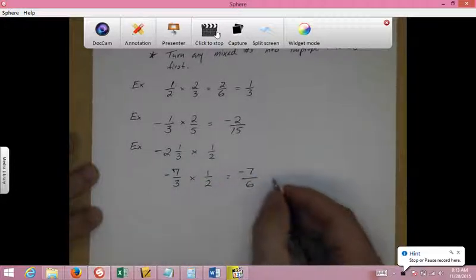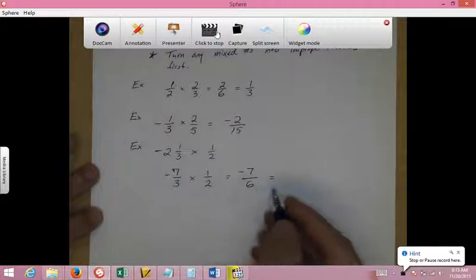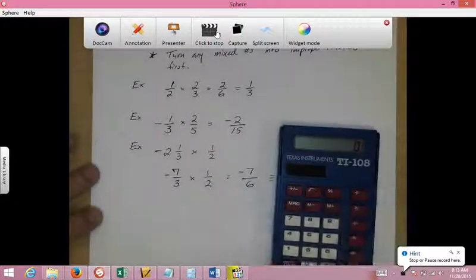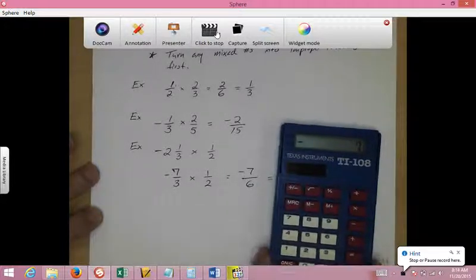The rules for negative: if the signs are different, the answer is negative. If the signs are the same, the answer is positive. You can review that if you want to, Multiplying Integers, Chapter 3. Okay. So, or use your calculator. 7 negative times 1. Boom.